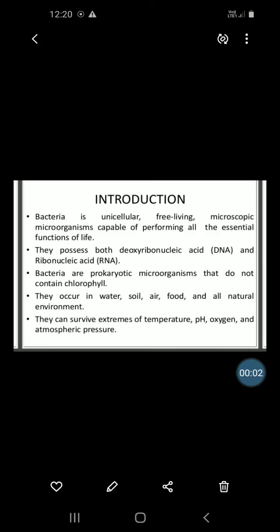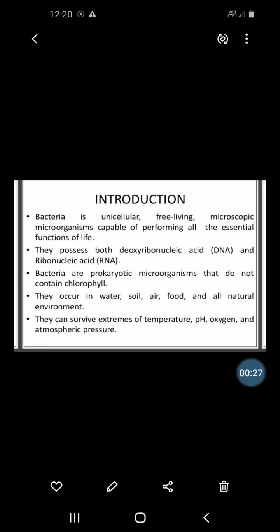Good afternoon, friends. In the last lecture, I discussed the different classification of bacteria, then the ultrastructure of bacteria along with its explanation, then the functions of each and every part of bacteria. Then we will see the morphological classification of bacteria. Before that, what is bacteria?